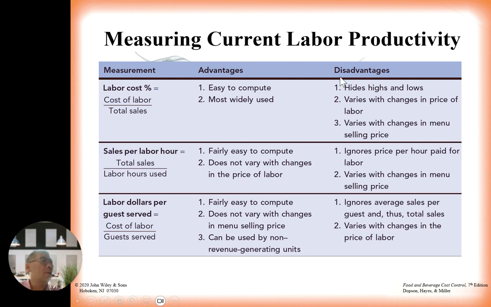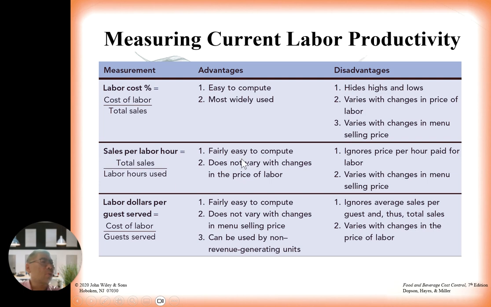On the left side, the advantages and disadvantages here. Labor cost percentage is cost of labor divided by total sales. The advantage is that it is easy to compute and most widely used. The disadvantage is that it has highs and lows, and varies with changes in the price of labor, and varies with changes in menu and selling price. While sales per labor hour is the total sales divided by labor hours used.